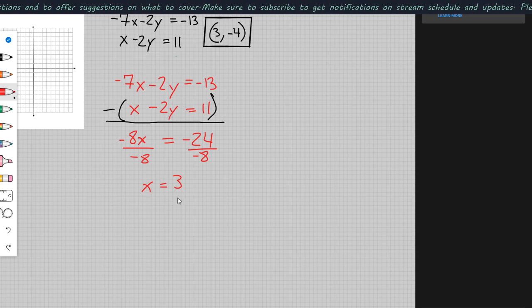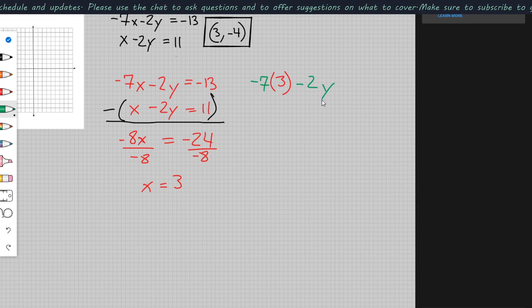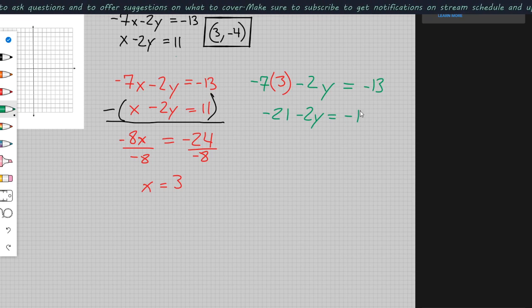So now at this point, just like we did with substitution, we're going to plug that 3 into one of these problems. I will plug it into the first problem this time, since I plugged it into the second one last time. So negative 7 times 3 minus 2y equals negative 13. Negative 7 times 3 is going to be negative 21 minus 2y equals negative 13.